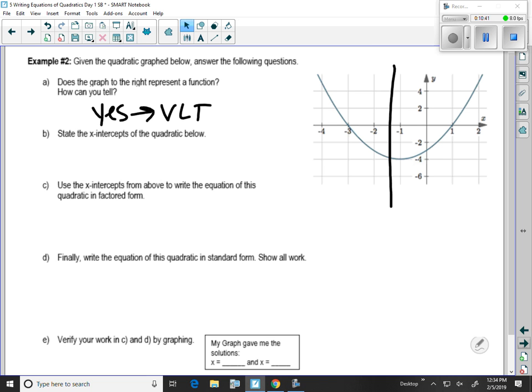Okay, you can put VLT for vertical line test as your proof. Now, let me ask you a general question about quadratics. Will all quadratics be functions? No, because there's ones that only have one.